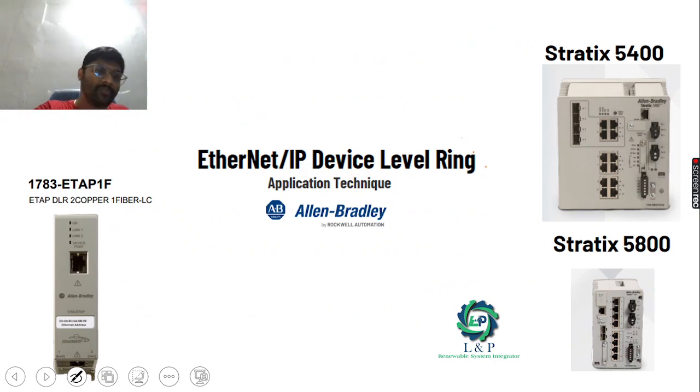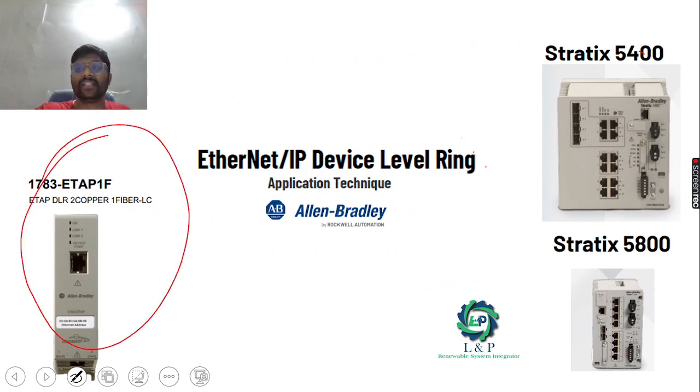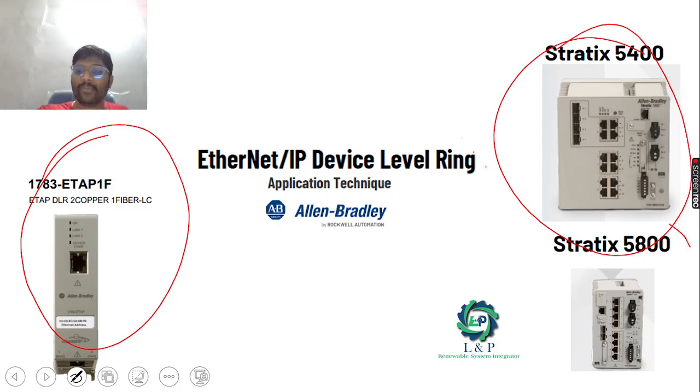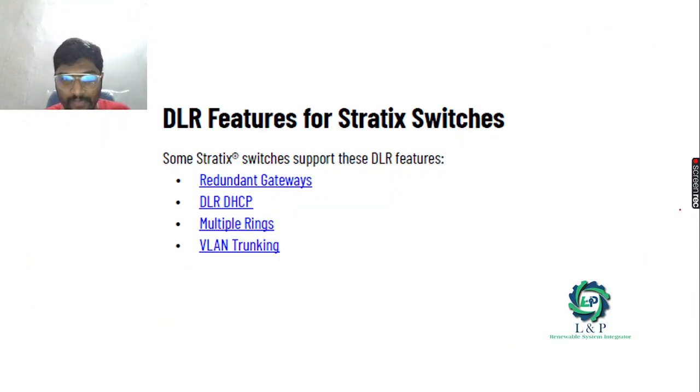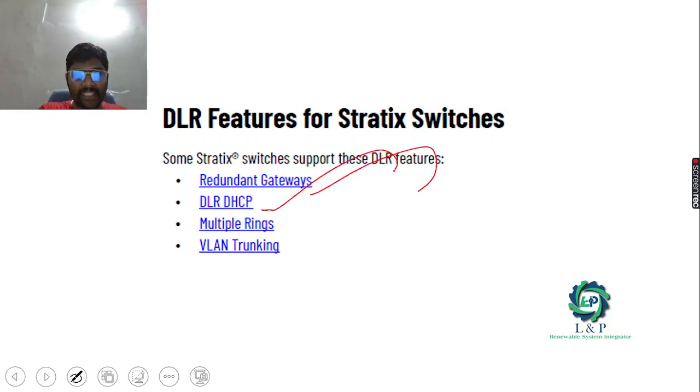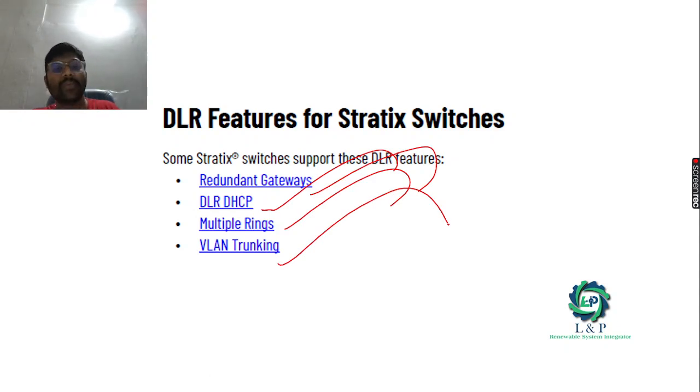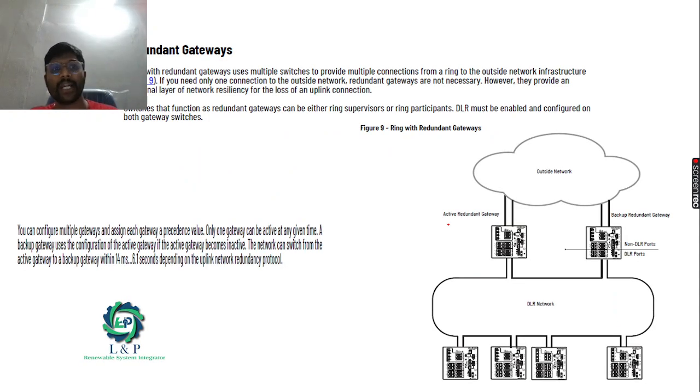So in our discussions we might be using these ETAP devices, Stratix 5400 and 5800. So what are the DLR features? In the DLR we have redundant gateway, DLR DHCP, multiple rings and VLAN trunking. All these things we have discussed already, we are just going to study the basic definitions regarding them.